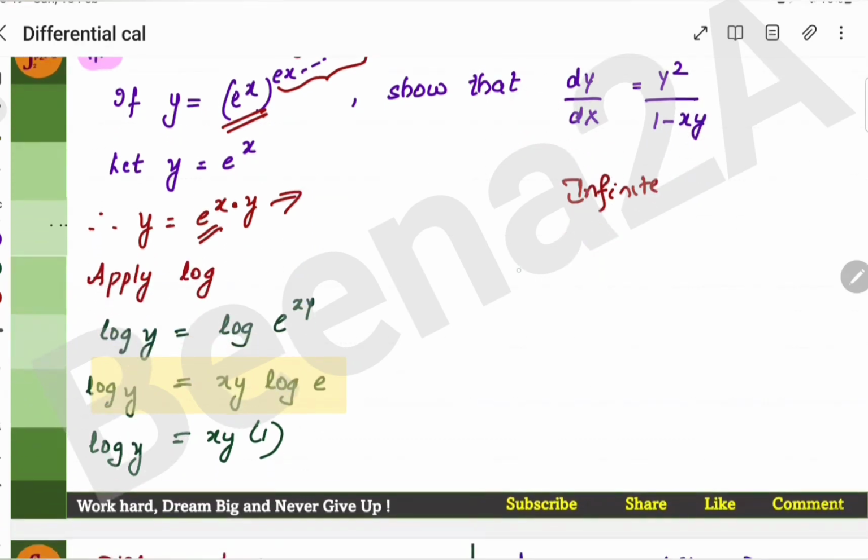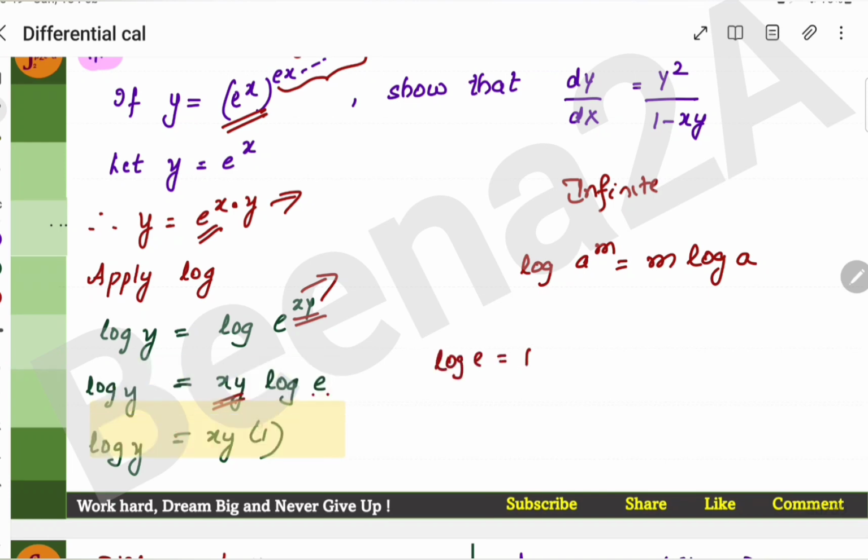Now, what is the logarithmic rule? If you have log a to the power m, you can write it as m log a. So you have the power as xy. So you can write it as xy log e. You take the power and put it here, and you can write log e. Log e is 1. Okay, log e is equal to 1. So you put 1 here.